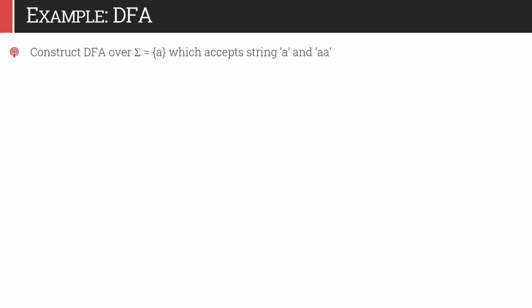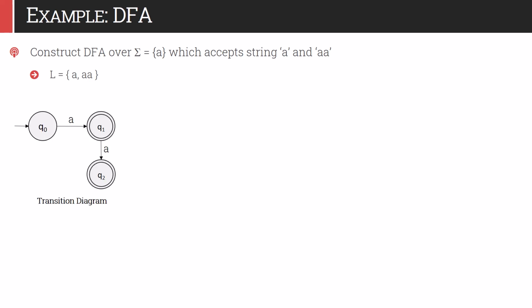Construct a DFA over sigma equal to A, which accepts strings A and AA. So now the language contains two strings, A and AA. If we read A from the initial state Q0, it should go to the final state, that is Q1. From Q1, if we read another A, that should also be accepted because we have read two A's, and two A's is a valid string. So we move to some state Q2, and that is also a final state. Now from Q2 we cannot read anything, so there is no transition from Q2 for any input.